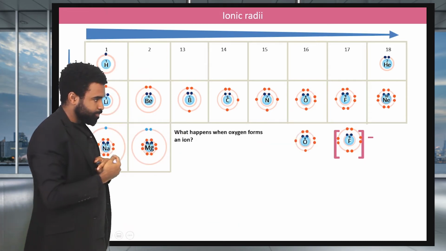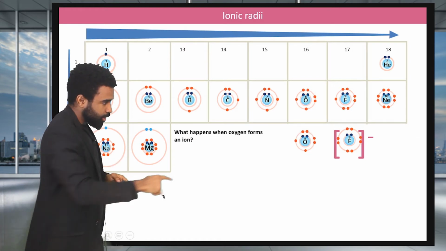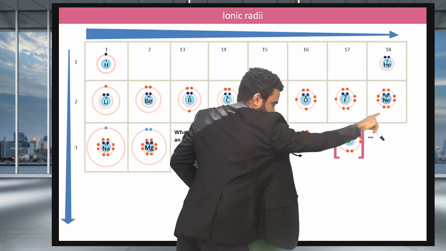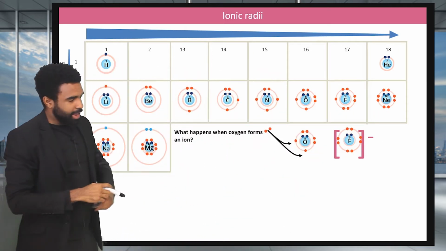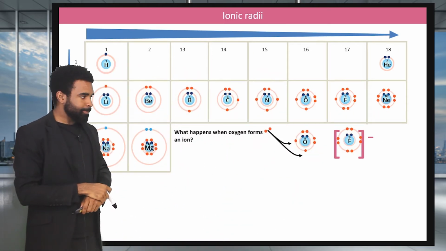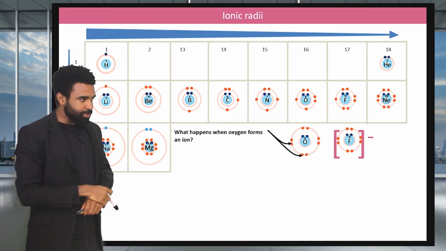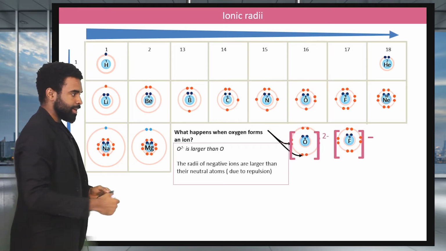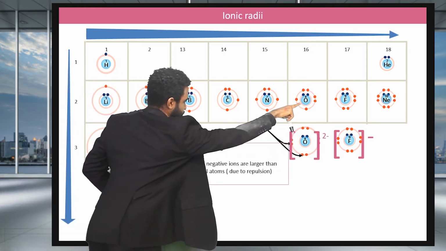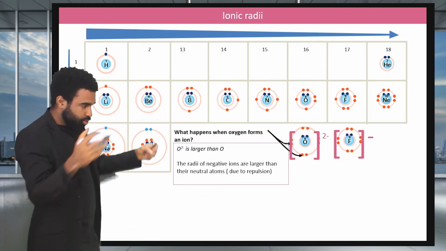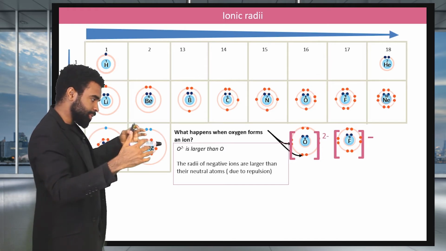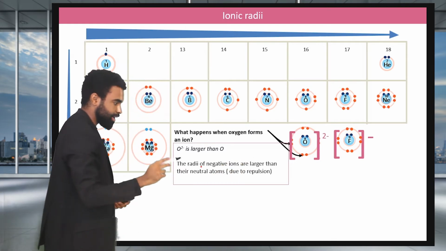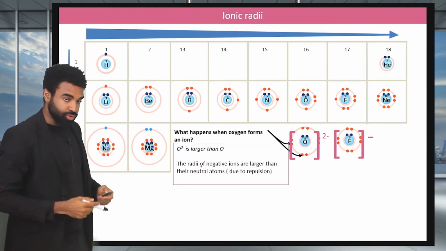Let's look at oxygen, another anion. So with oxygen here, we're going to add two electrons, right? Because it'll want to gain two electrons to become like neon. What's going to happen in terms of its size? Think about it. So that's what happens, right? It gets bigger as well. And we form an O2 minus ion. And O2 minus, of course, is larger than O. Why? Because we've added two more electrons, right? And therefore, it has become larger. So again, like I said, the radii of negative ions are larger than their neutral atoms due to repulsion.